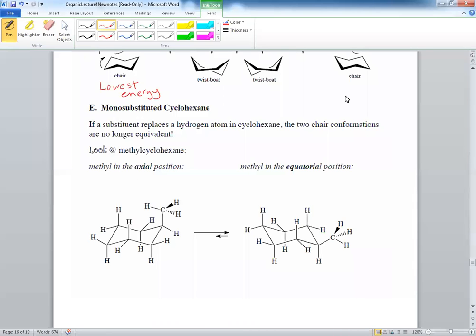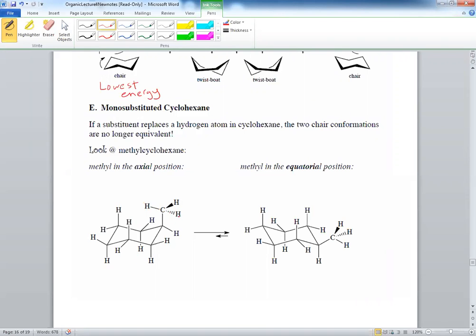Monosubstituted cyclohexanes mean they have a substituent replacing one hydrogen atom. So if you notice here, you have a methyl group replacing an H that was occupying this location right here. Now, of course, cyclohexanes can be substituted. They can be mono, di, tri, whatever it is, substituted. And we need to look at the methyl in this case, right here, CH3.